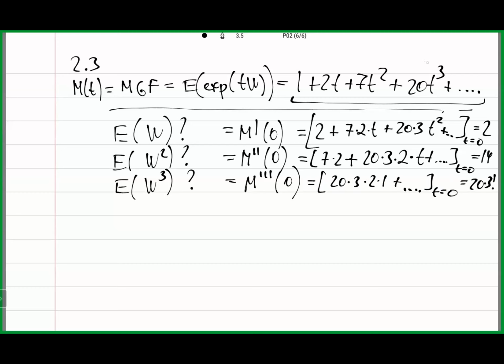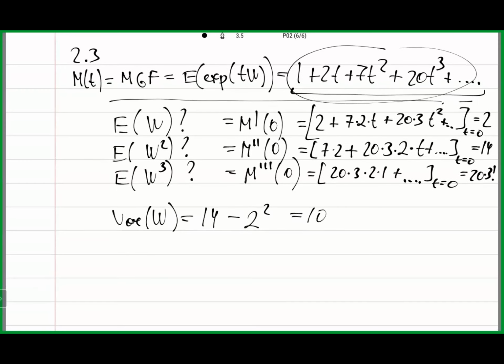And if we calculate at 0, we will get 20 times 3 factorial. And hence, from this Taylor expansion, I can quickly get expected values. For example, variance is also very quick: 14 minus 2 squared, so it's 10.